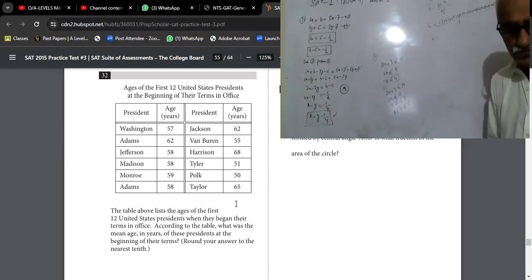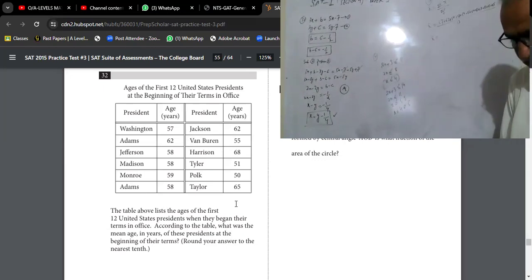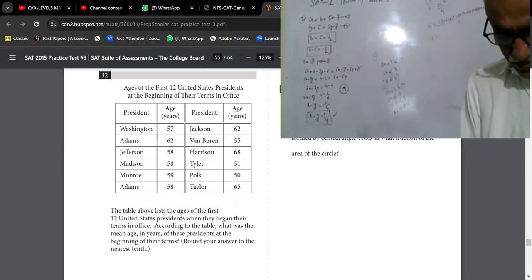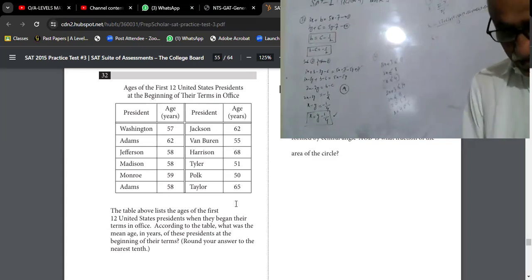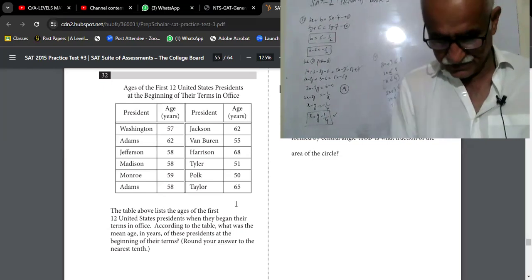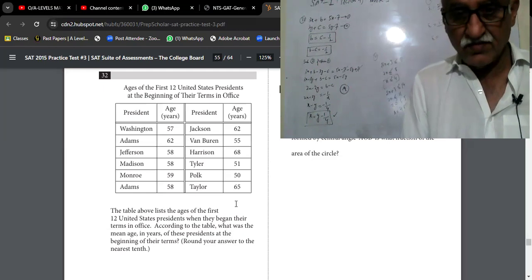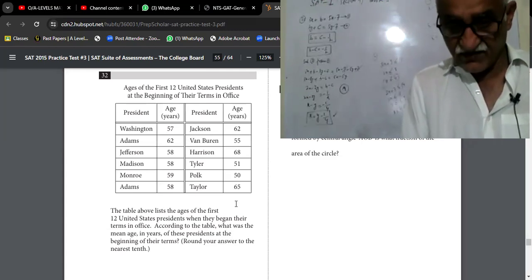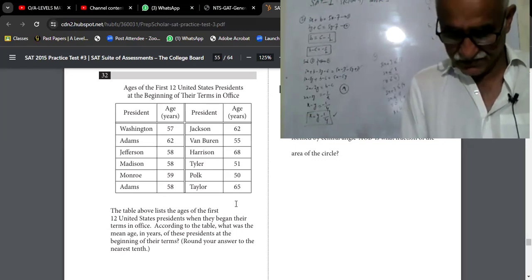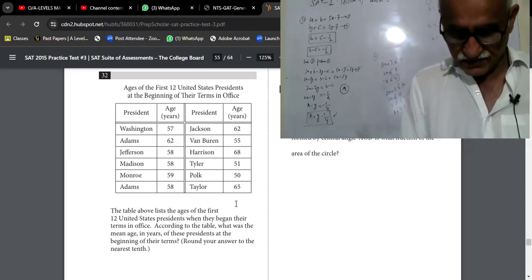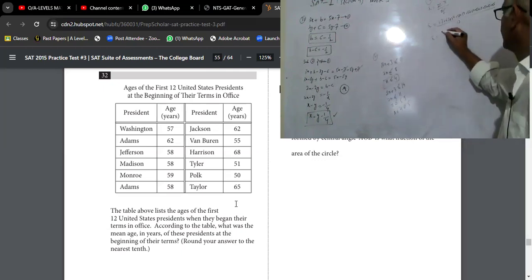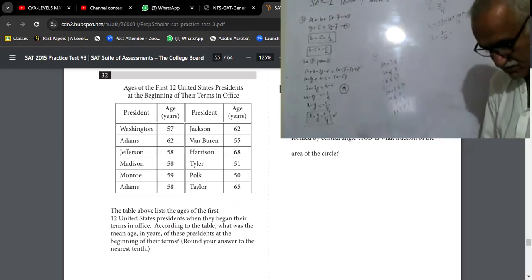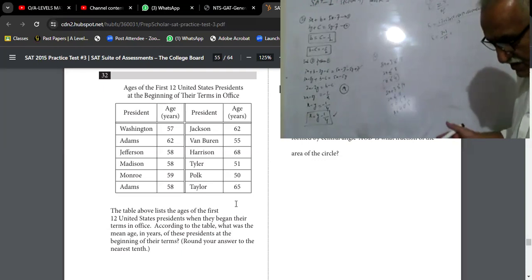So X bar should be equal to, we get this total there: 57 plus 50, 62 plus 58 plus 58 plus 59 plus 58 plus 62 plus 55 plus 68 plus 51 plus 50 plus 65, and that is 703 divided by 12, and this is equal to 58.58.